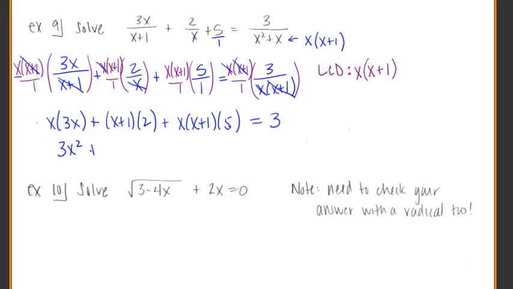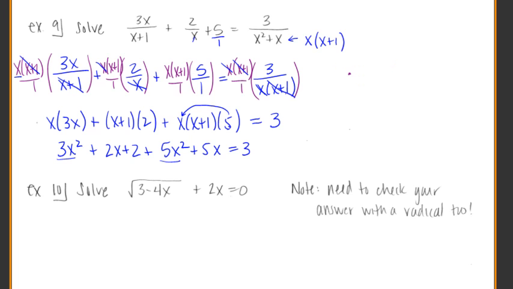We'll have 3x squared plus 2x plus 2 plus, let's see, 5 times x together is 5x. So 5x times x is 5x squared, and 5x times 1 is 5x equals 3. Well, at this point, because I have squared terms in here, I have a quadratic, and the only way I can solve my quadratic is if I move everything over to the left side and put 0 on the right. So let's do that. So pretty much that means just move that 3 over and make it a negative 3. And combine some terms here.